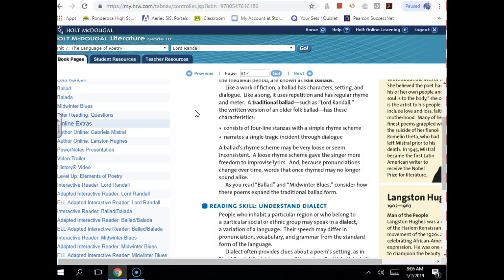So there's different types of ballads. Hi, Tessa. One of them is the traditional, right? And that's the characteristic. So just like the form of the sonnet, there's a form of a ballad. That's the traditional ballad. Not all are like that.